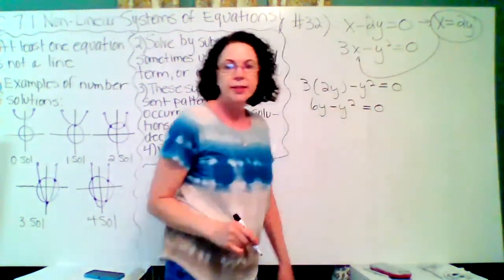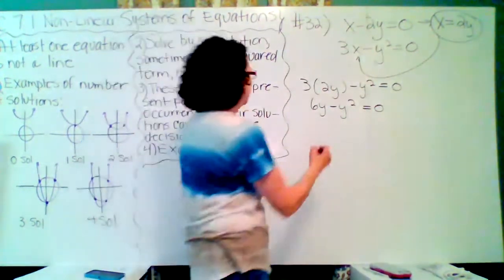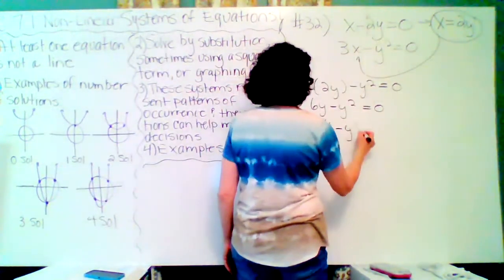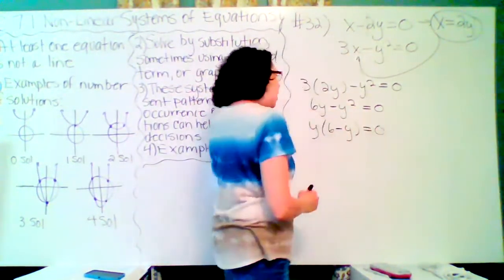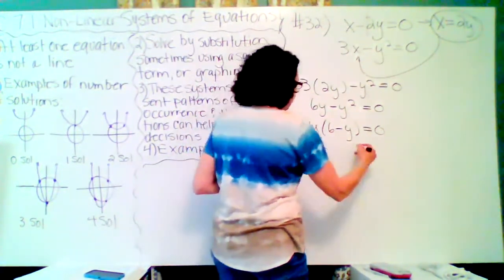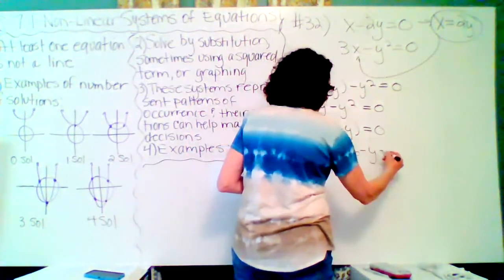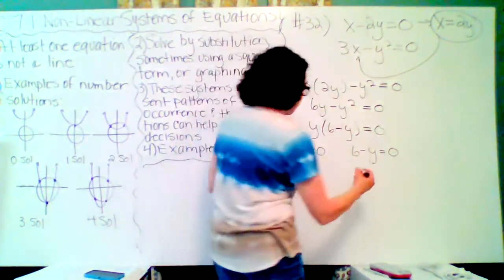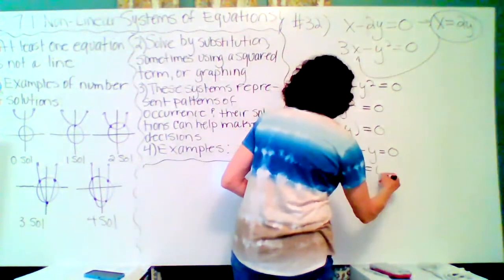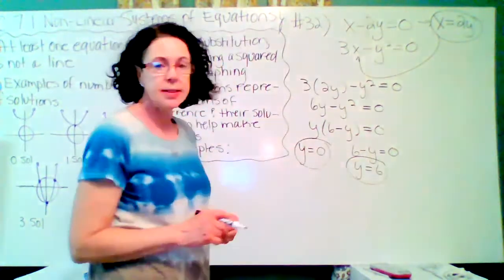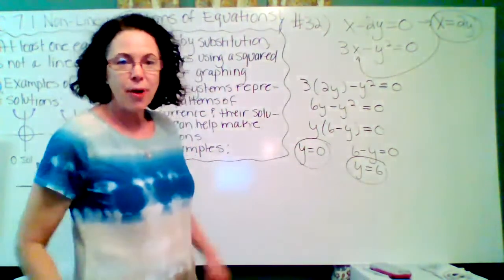I have a greatest common factor of y, and I have 6 minus y equals 0. Here we go. Let's set each equal to 0. y equals 0, and 6 minus y equals 0. Notice that our y would have to be a 6 for this to be true. So we have two solutions to this system where y equals 0 and y equals 6.